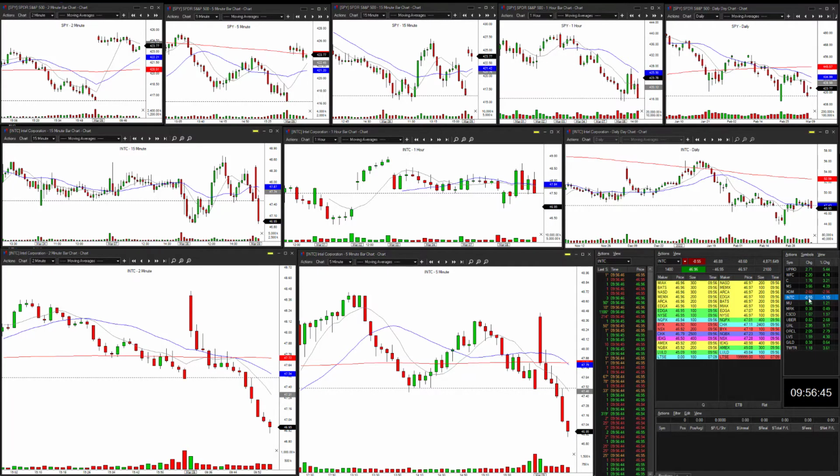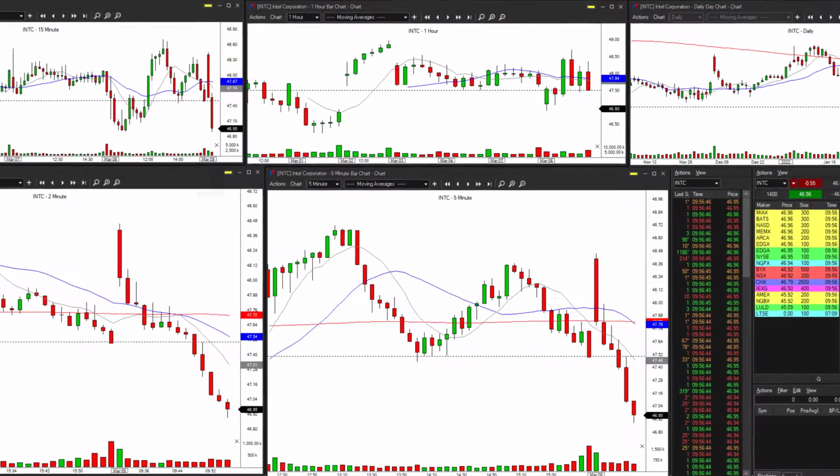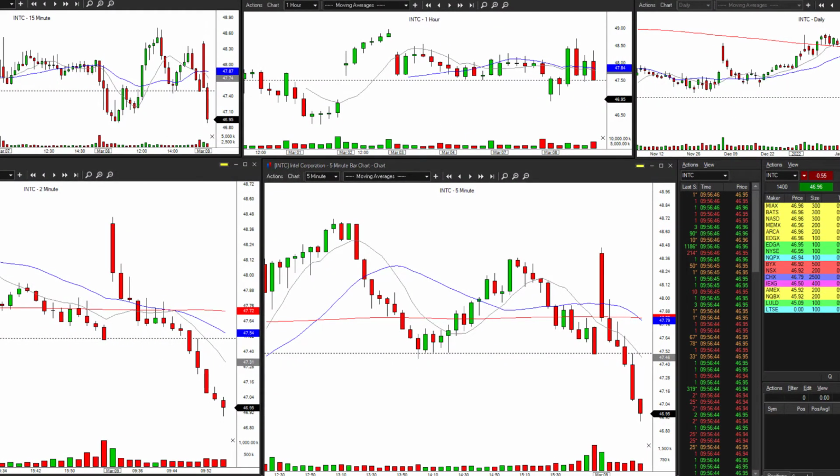Since I primarily trade off the 5-minute time frame, we will start our analysis there. Let's check over our checklist. Item number 1, we need a minimum of 3 to 5 consecutive bar drops. Here, INTC put on 1, 2, 3, 4, 5, and now working on number 6.